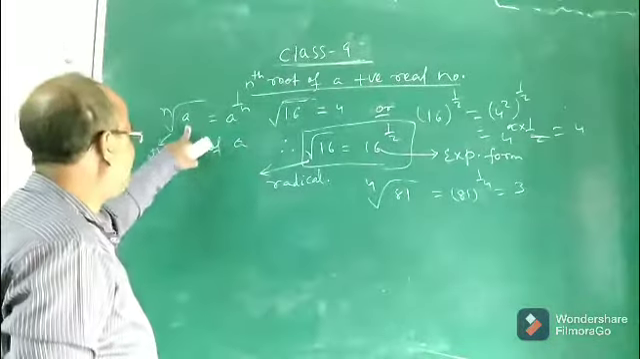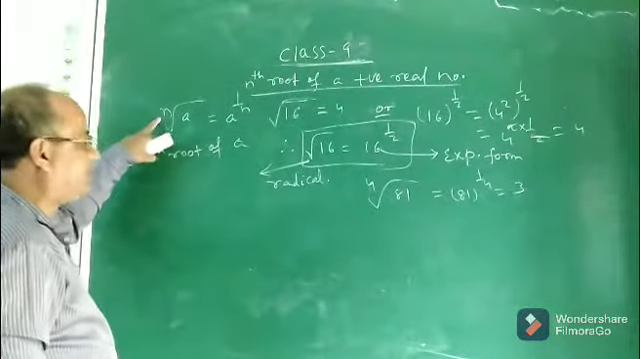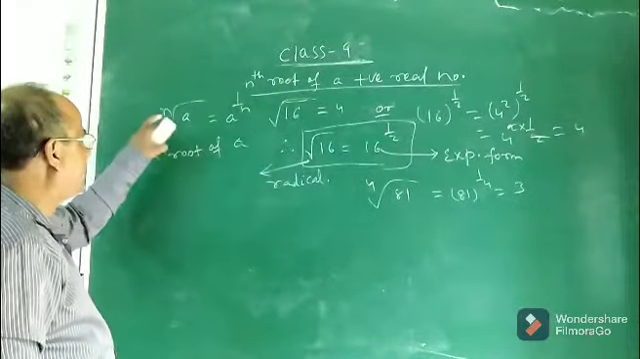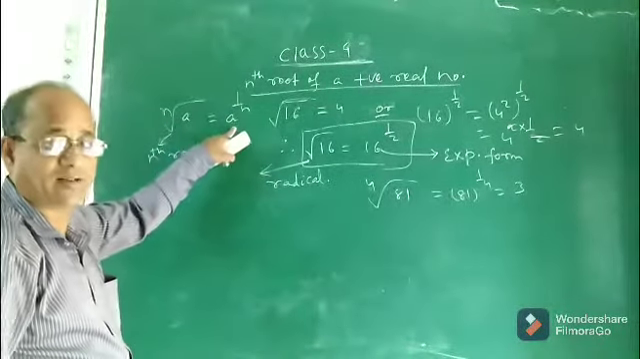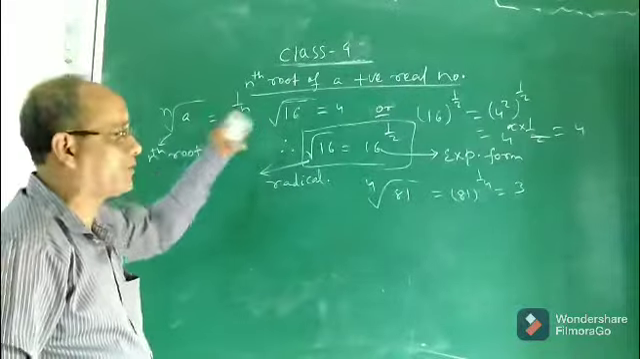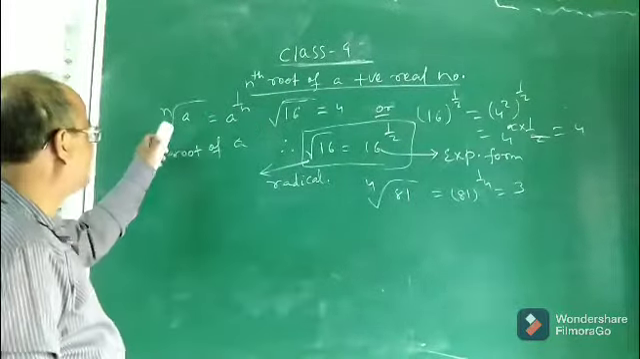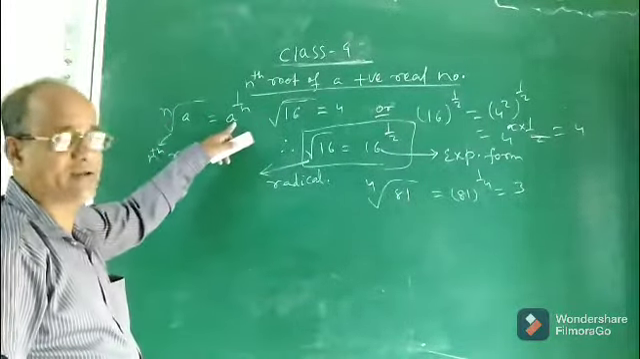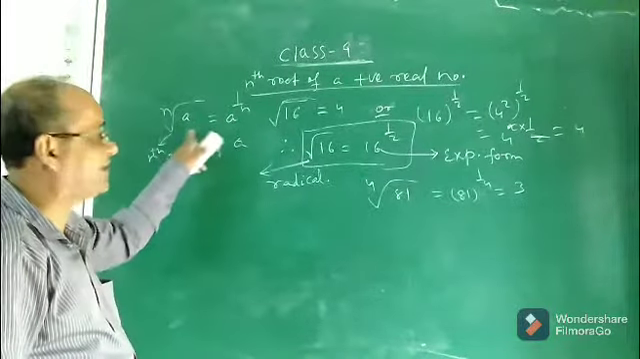Nth root of A, where A is any real number and n is some positive integer. So nth root of A will be written in exponential form. We will write A to the power 1 by n. Now this is the radical form, and this is the exponential form. Now how to define this nth root of A?